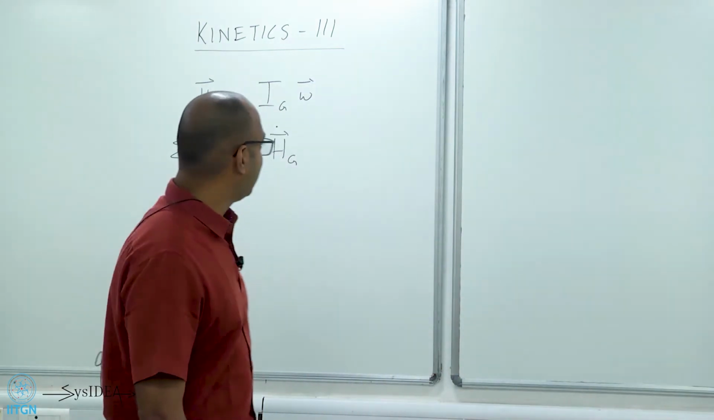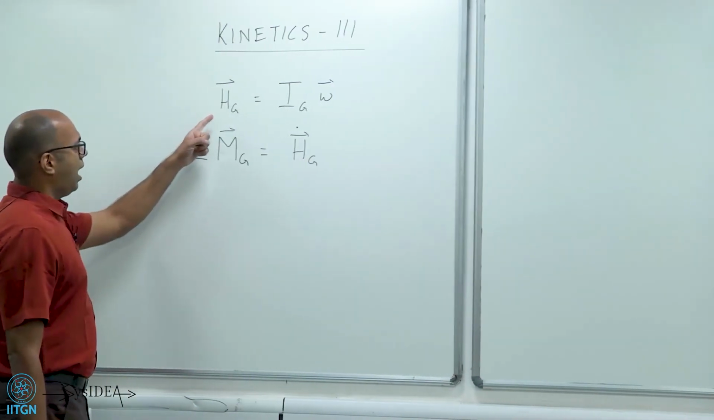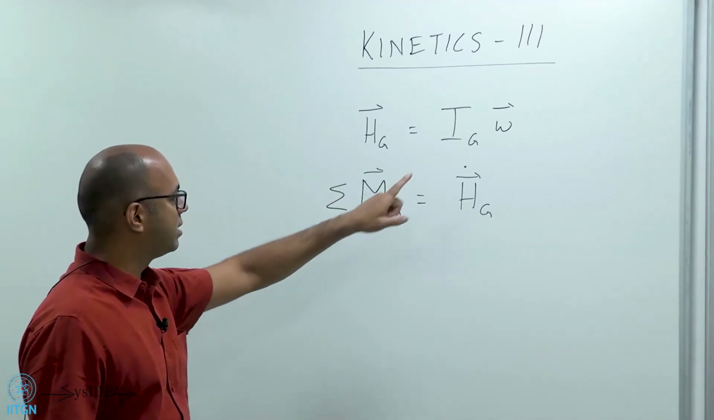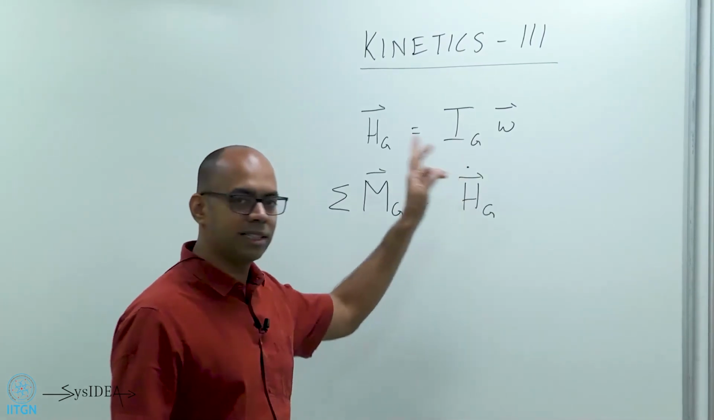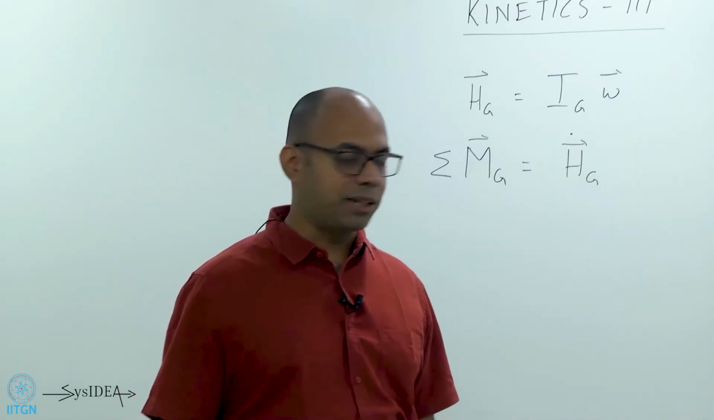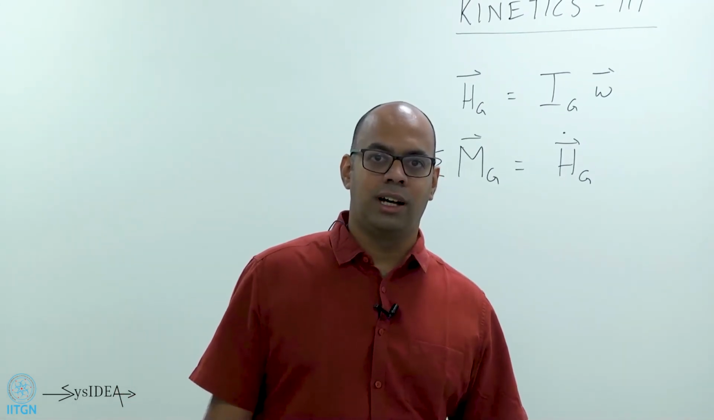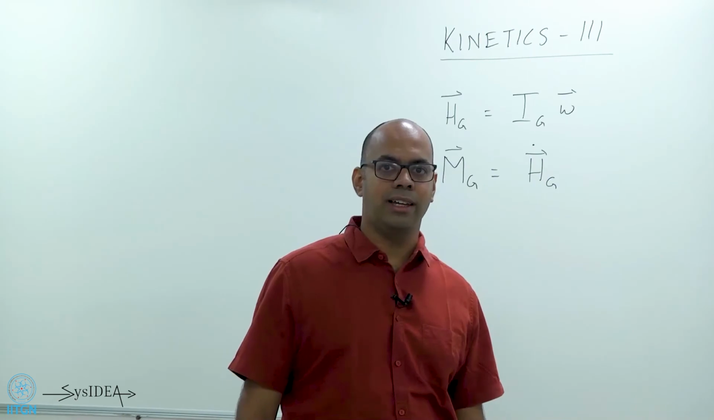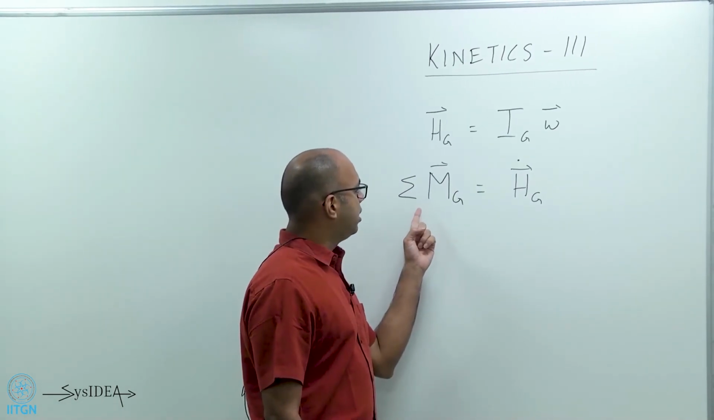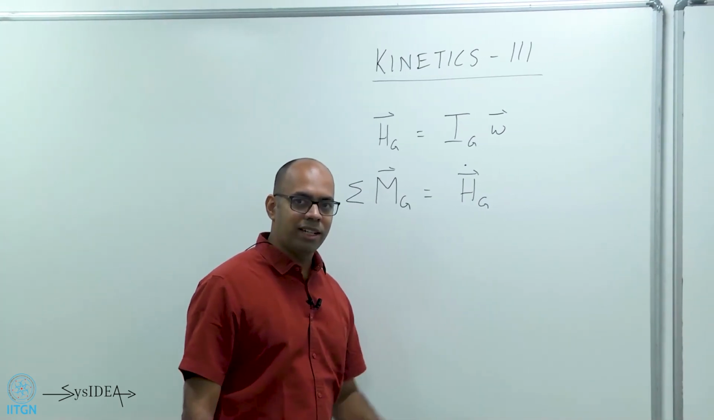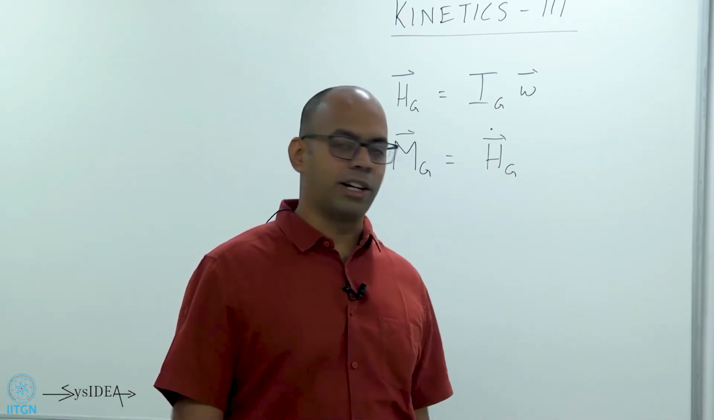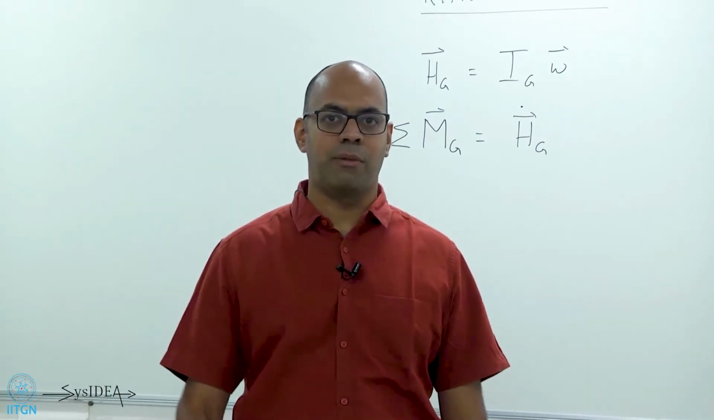We have already seen last time that angular momentum about the center of gravity of a rigid body is just Ig times omega. Omega is a vector, and we talked about the fact that Ig is a tensor, which is like a matrix. We haven't talked about what it looks like and the details of I. We will talk about that briefly today. And we also talked about the sum of moments about the center of gravity being equal to the rate of change of angular momentum about its center of gravity. So these are two concepts we will elaborate on today.